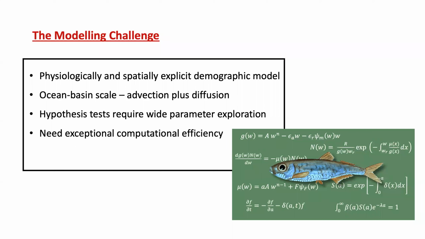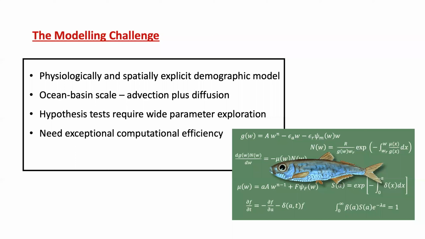So we need a physiologically structured model and a spatially structured model that represents the full demography of the species. And the spatial scale is very large. It's ocean basin scale, in which we need to represent advection, the movement of the population due to ocean currents, plus diffusion or biodiffusion, the random movements of individuals.